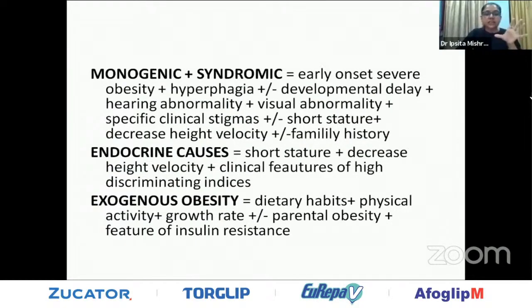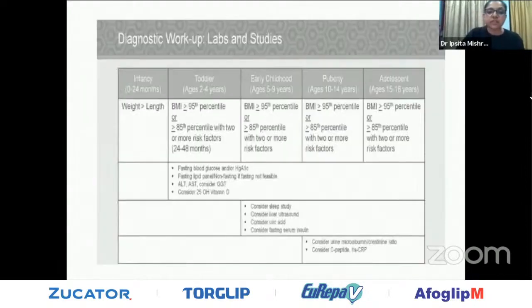So in a nutshell, suspect monogenic or syndromic causes if you have early onset severe obesity with hyperphagia, plus or minus developmental delay, hearing or visual abnormalities, specific clinical stigmas, most importantly, plus or minus short stature, decreased height velocity, plus or minus a family history. Suspect endocrine causes if you have short stature, decreased height velocity with clinical features of high discriminating indices. Suspect obesity due to overfeeding, or exogenous obesity, when you have abnormal dietary habits with abnormal physical activity, a growth rate which is rather accelerated with or without parental obesity, and features of insulin resistance.